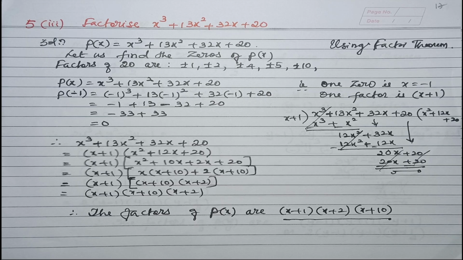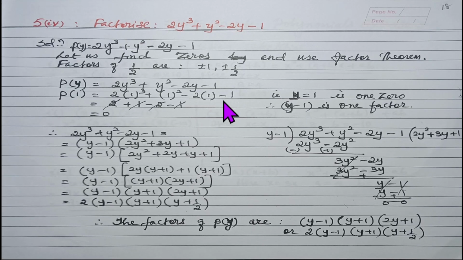So this is a very easy method, provided you know how to find the quotient, if you know the long division method of polynomials. Now coming to the next example, we are given here the polynomial 2y cube plus y square minus 2y minus 1. Now let us find the zeros, and for that we have to use the factor theorem.